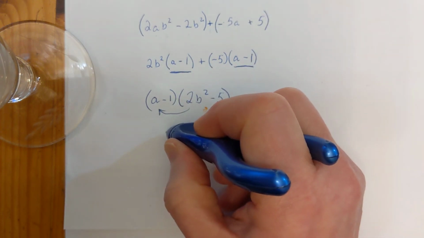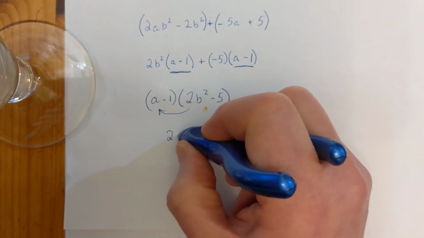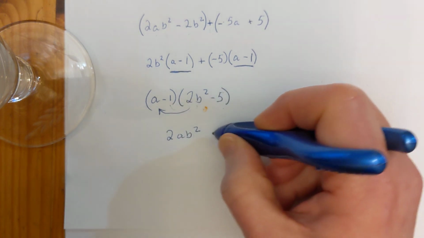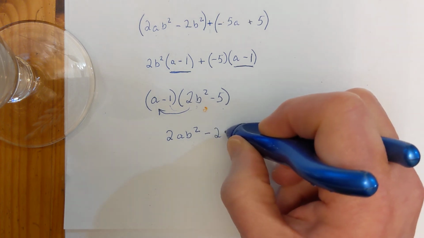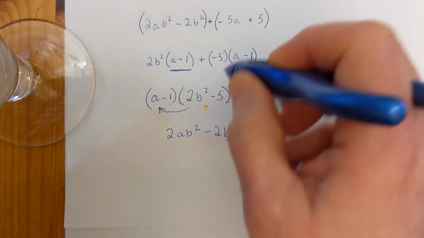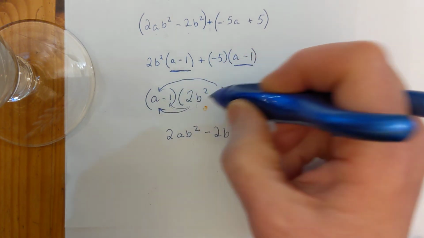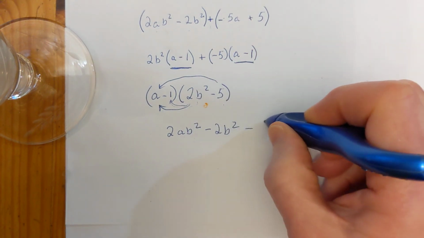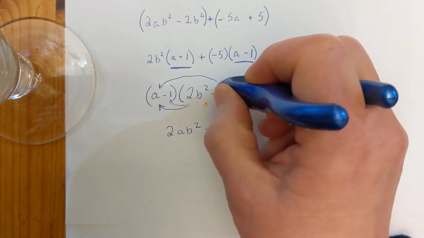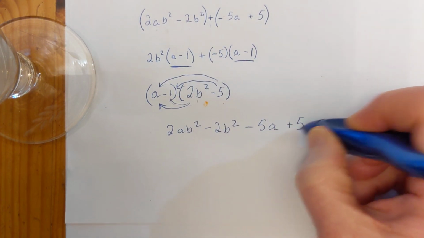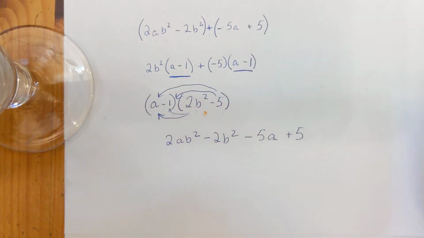So 2b squared times a is 2ab squared. 2b squared times negative 1 is minus 2b squared. Negative 5 times a is negative 5a. And negative 5 times negative 1 is positive 5. And that is what I started with here.